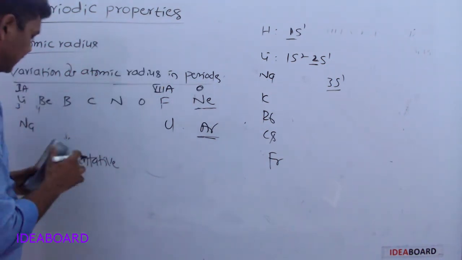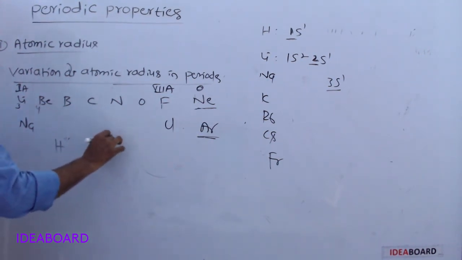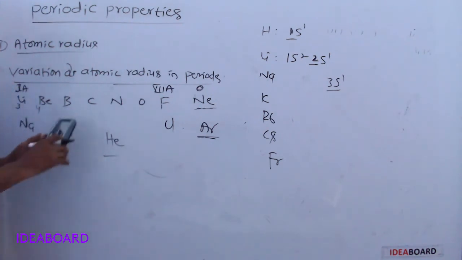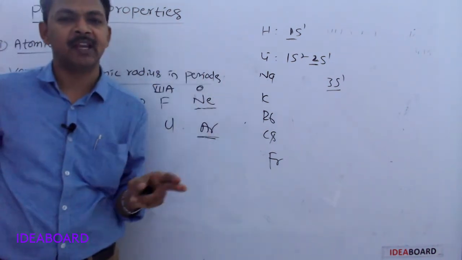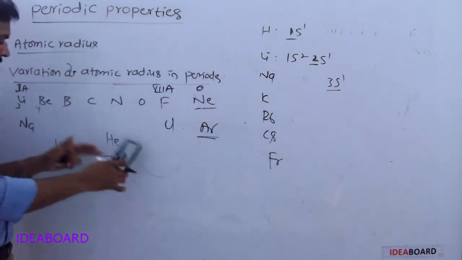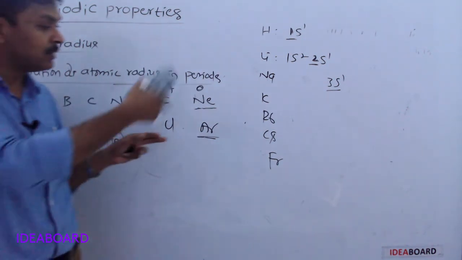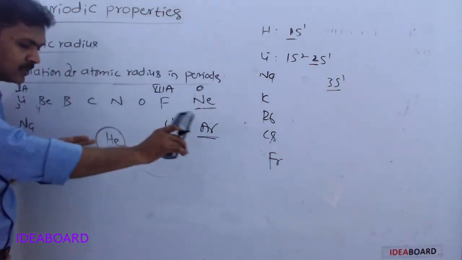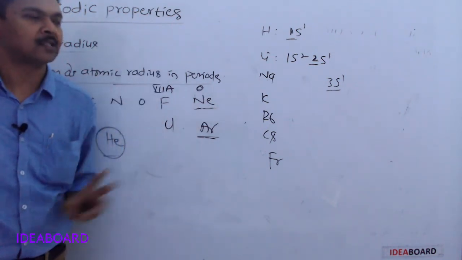If we take first period elements, the first period contains only 2 elements, hydrogen and helium. In the first period, left to right, atomic radius increases, because it contains only hydrogen and helium. Helium is a 0 group element, an inert gas. For inert gas elements, atomic radius is largest. So in the first period, atomic radius increases. In the remaining periods, left to right, atomic radius decreases.